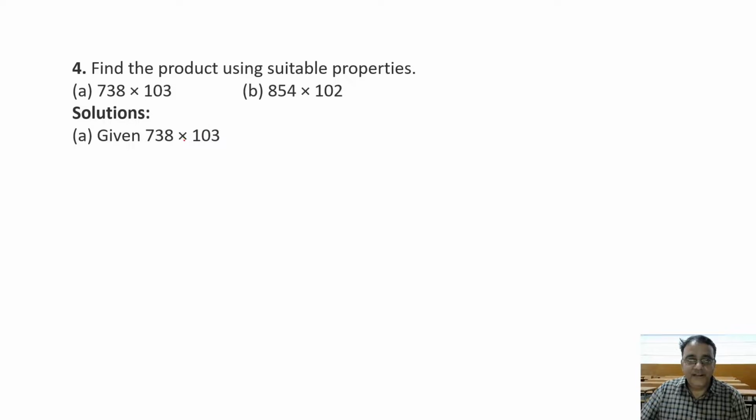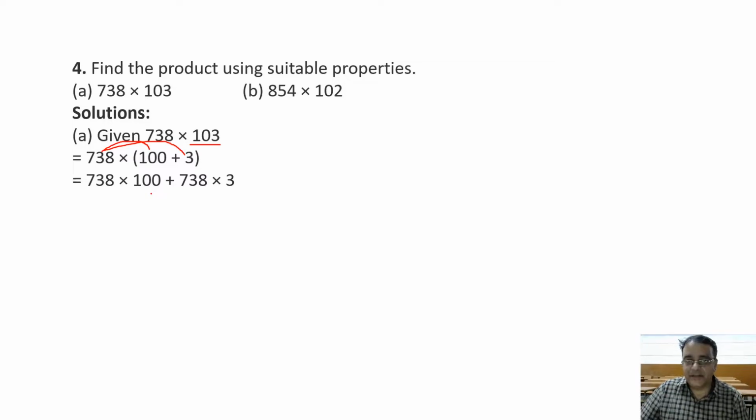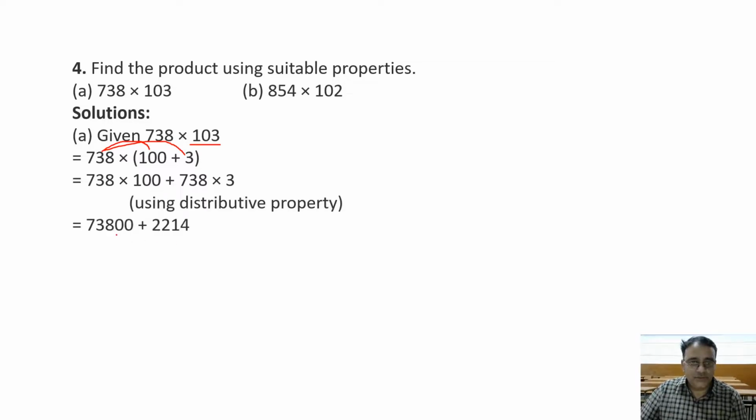What we will do, we will write 103 as 100 plus 3. Now use the distributive law. So 738 into 100, 738 into 3. So 738 into 100 multiply करना easy है, 2 0 लगा दिए, and 738 into 3 is 2214. Now if you add these two, you will get 76,014. So this is the final answer.